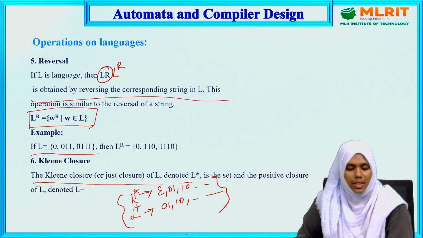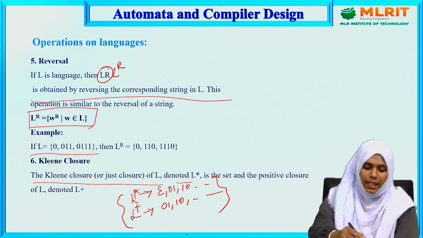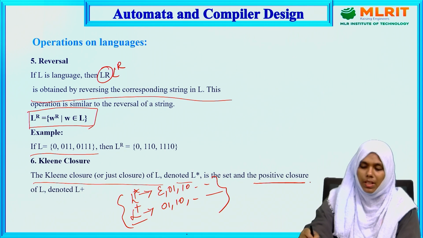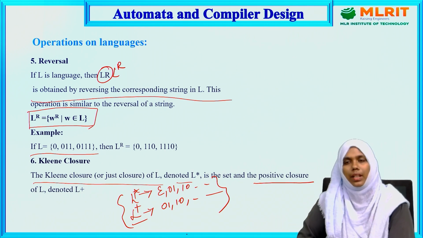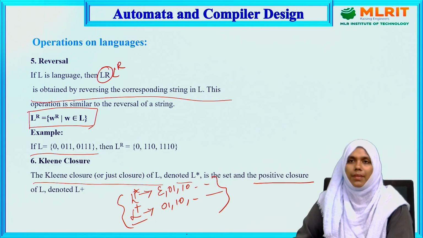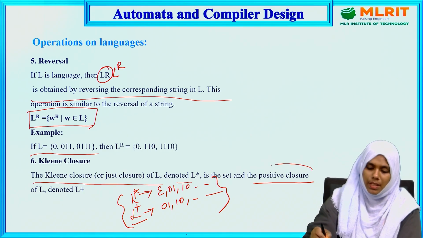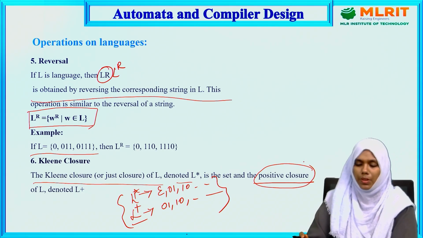L power star can simply be called the closure, and L power plus is known as the positive closure, in which we don't have any null string. A language which does not contain any null string is known as the positive closure.